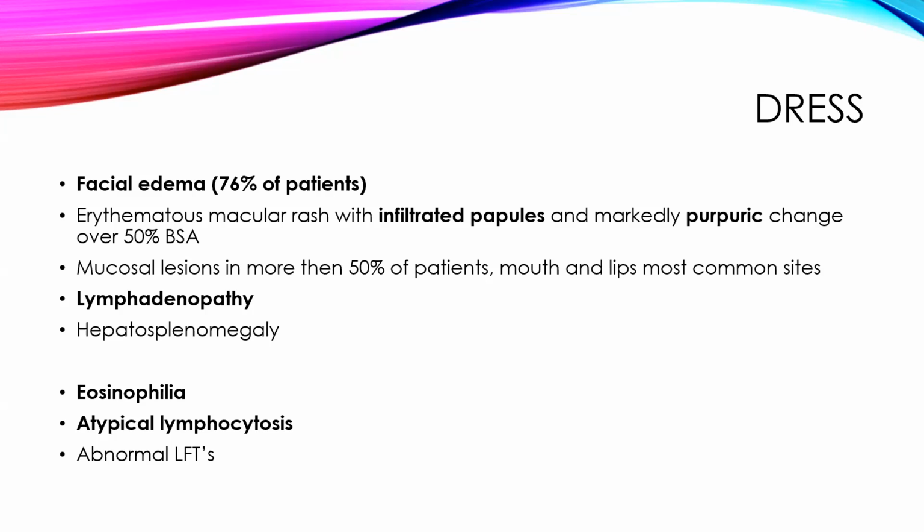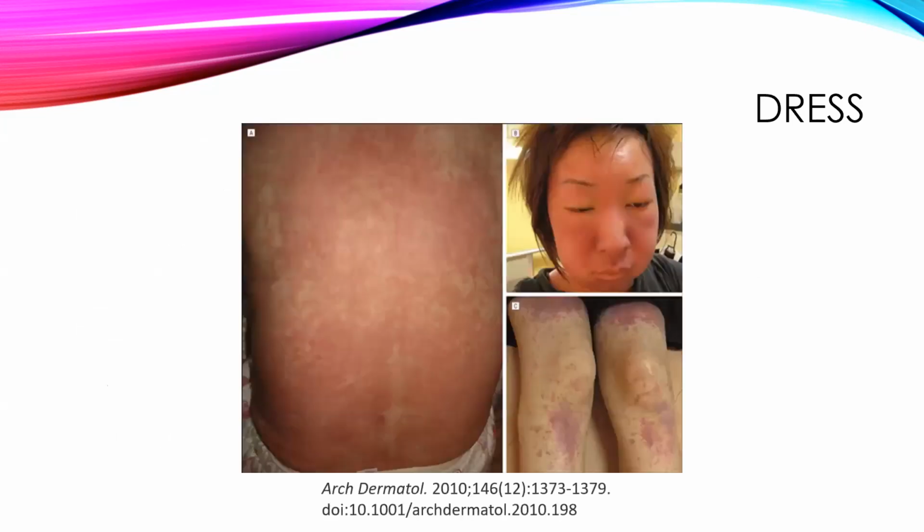When you check their blood work, they will have eosinophilia and atypical lymphocytosis. You would also notice abnormal LFTs if the liver is involved. When I see these patients in clinic, if I have a concern for DRESS, we'll always check that blood work, and it's a very helpful way for me to help rule in or rule out DRESS.